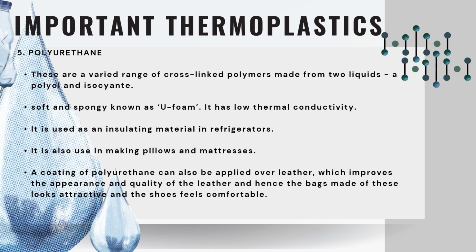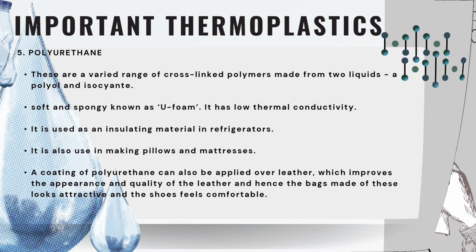Number 5, polyurethane. These are a varied range of cross-linked polymers made from two liquids, a polyol and isocyanate. Soft and spongy, known as foam, it has low thermal conductivity. It is used as an insulating material in refrigerators. It is also used in making pillows and mattresses.